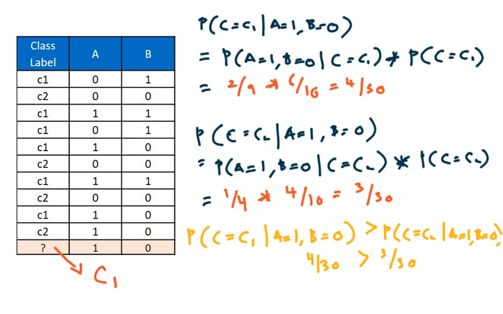So this is how you do a step-by-step calculation using the naive Bayes approach to predict a simple binary classification problem. Thank you.